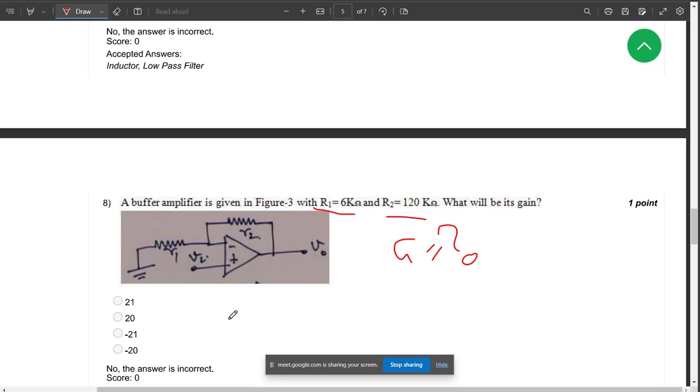It is 1 plus R2 by R1. Yes. So it is 1 plus R2 by R1. Let others also solve, and then we'll discuss. Let's take 2 minutes.